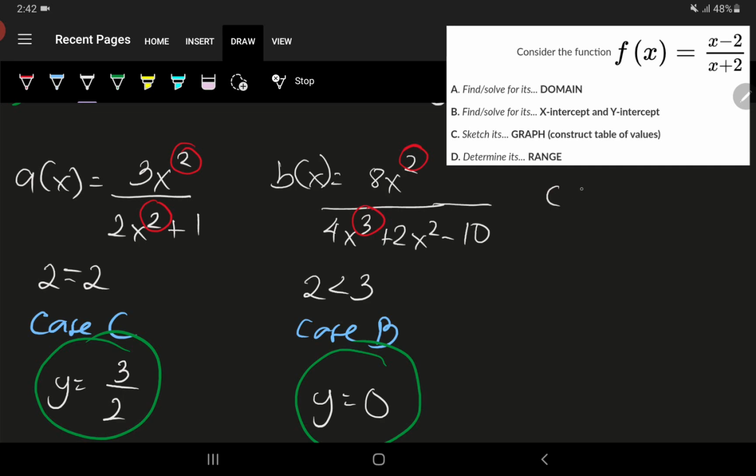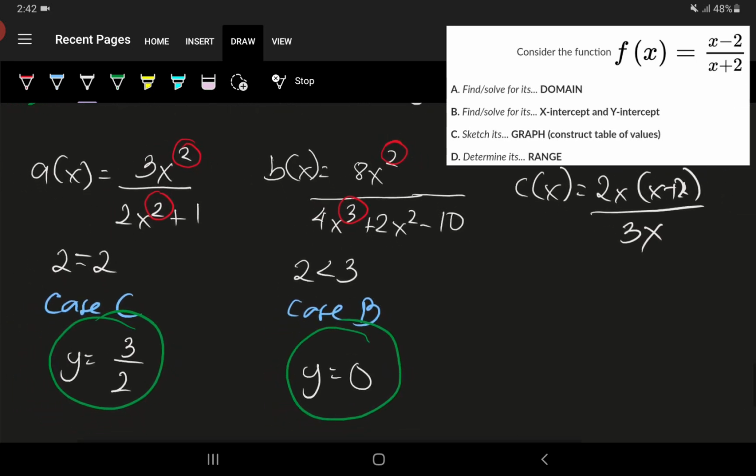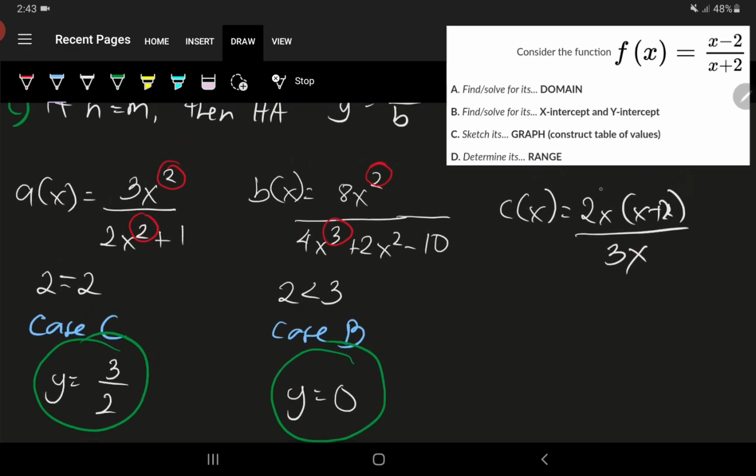Let's say we have c of x is equal to 2x times x plus 2, all over 3x. Again, at first glance, dear students, it looks like case letter C, wherein it looks equal. So we could give it right away as case letter C. But the problem is, if you know the idea, dear students, we can simplify this. You can distribute it to our given binomial. That means this is not yet the final form.